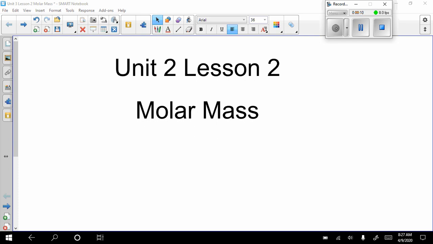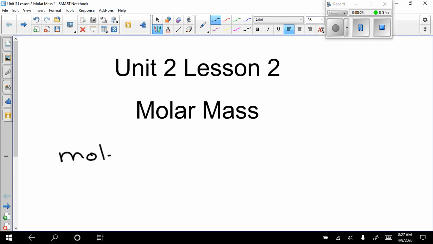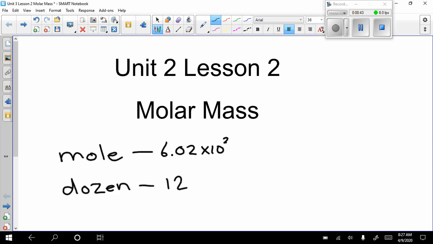I'm going to walk you through Unit 2, Lesson 2, which is about a subject called molar mass. Just a quick reminder about the first lesson: we introduced the concept of the mole. Basically, the mole is a word that represents a number, just like a dozen. If I asked you how many is in a dozen, you would say there are 12. In a mole, it's this huge number, 6.02 times 10 to the 23. So these are words that represent numbers.